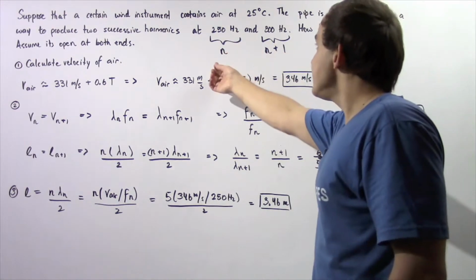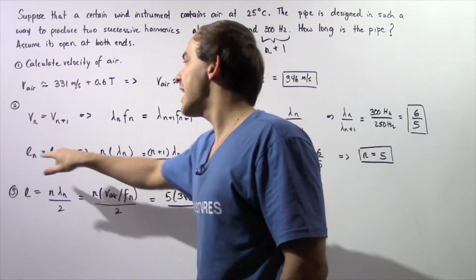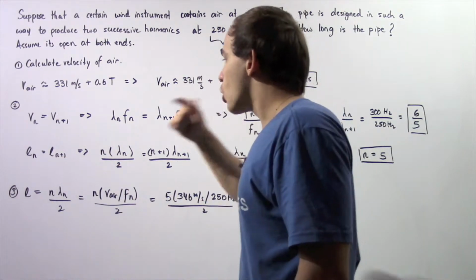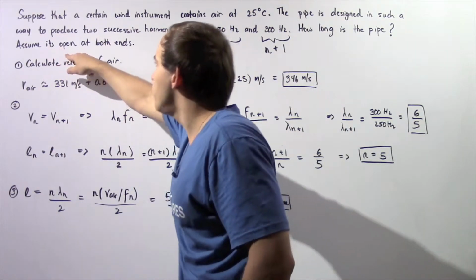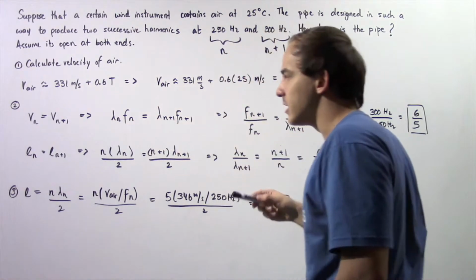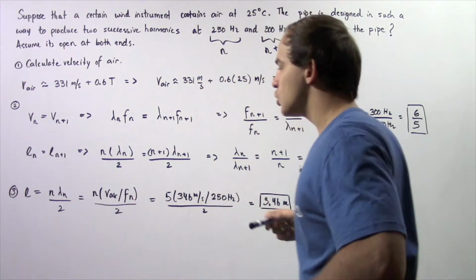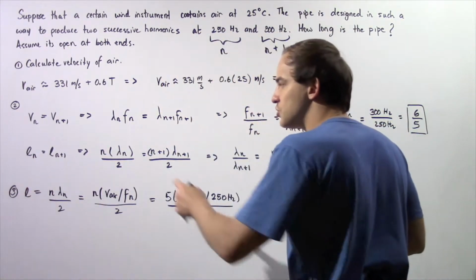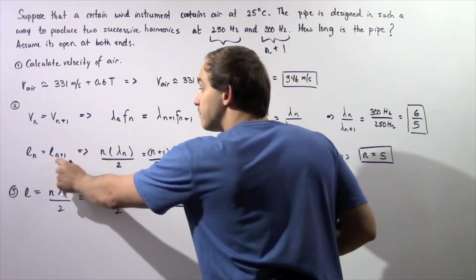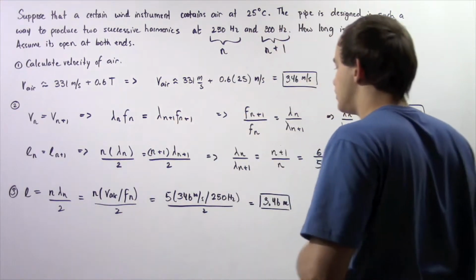Now, notice in both cases, the length of the pipe remains the same. So that means the length of the pipe at the nth harmonic is equal to the length of the pipe at the n plus 1 harmonic. Recall that because we're dealing with a wind instrument that is open at both ends, we use the following formula: the length of that pipe is equal to n times lambda n divided by 2. So Ln is equal to n multiplied by lambda n divided by 2, and Ln plus 1 is equal to n plus 1 multiplied by lambda n plus 1 divided by 2.